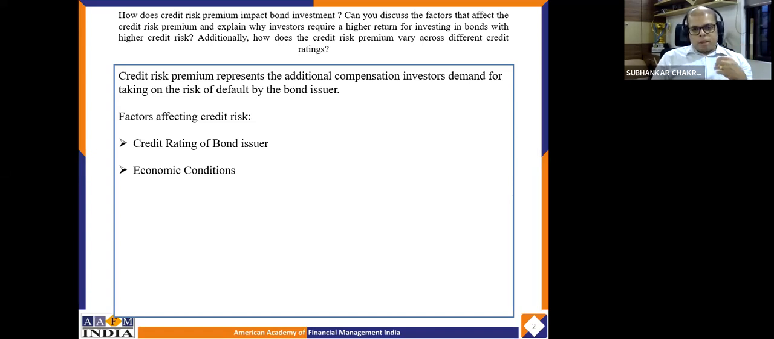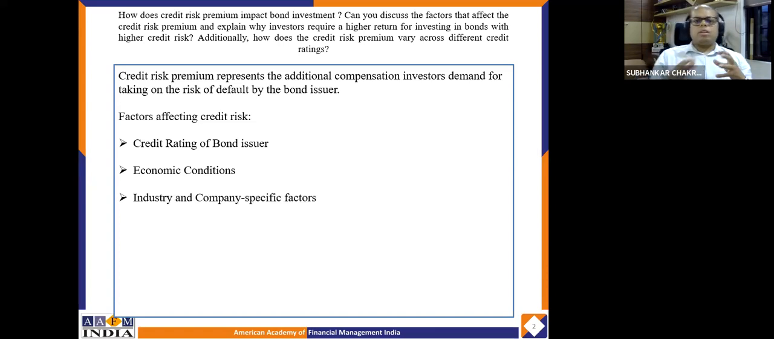So at that point the credit risk premium will be very high, because you will be lending money, but you would want a sizable return, a sizable compensation on that. But as we have seen, when the economic conditions went better, all of a sudden the yield started coming down. So the return on investment has started coming down.